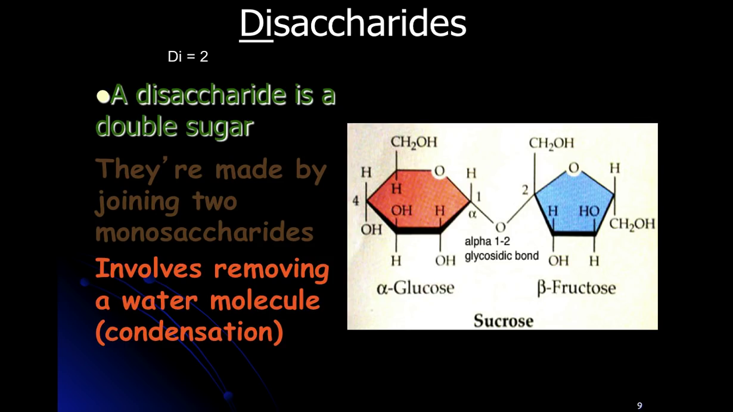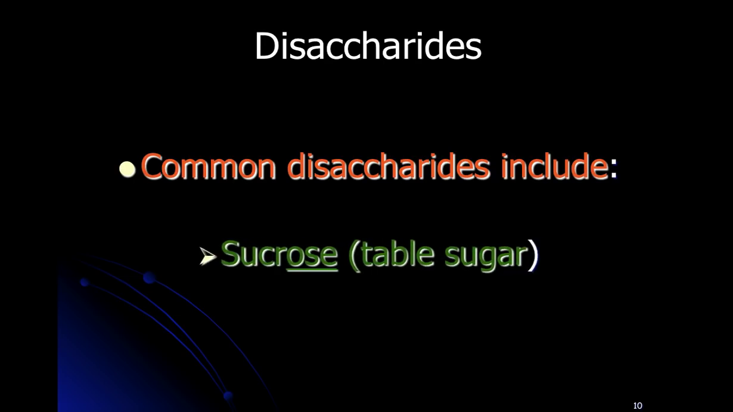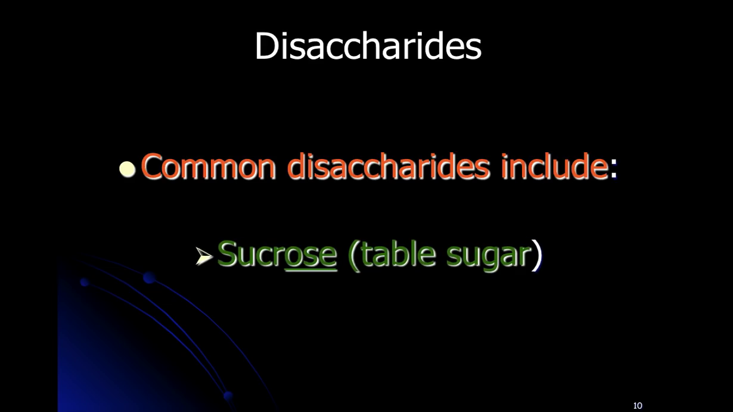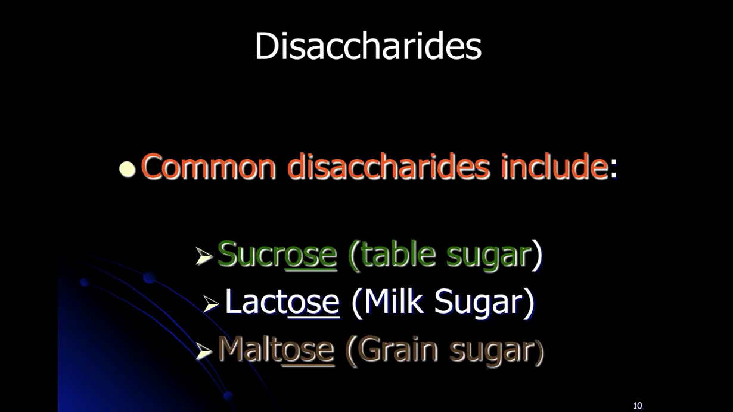Joining them involves removing a water molecule, called condensation. So in order to get them together, we remove a water molecule, and that's condensation. Common disaccharides include sucrose, which is table sugar. Remember, it ends in OSE, so therefore it's a sugar. Lactose, which is milk sugar. And maltose, which is grain sugar.